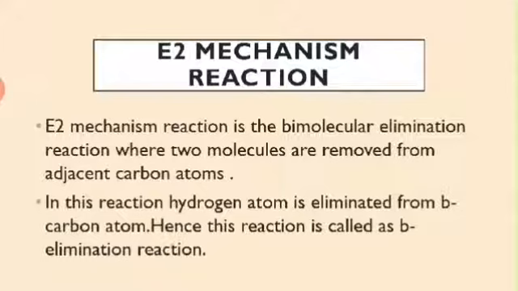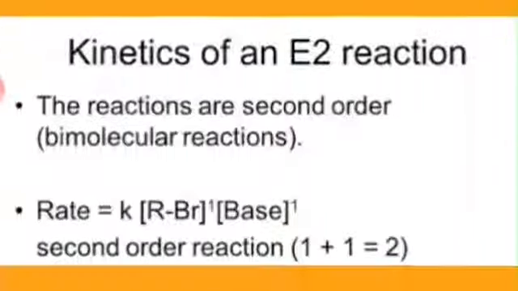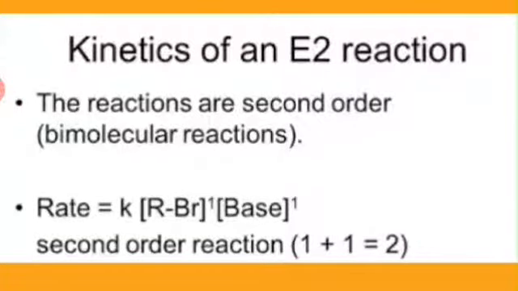Then what is a beta carbon atom? It is the carbon atom next to the carbon atom where the halogen atom is attached. Kinetics of an E2 reaction. The reactions are second order, and these are called bimolecular reactions, where the rate depends upon the concentration of the alkyl halide and base.